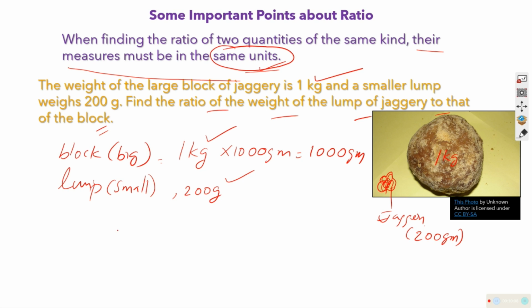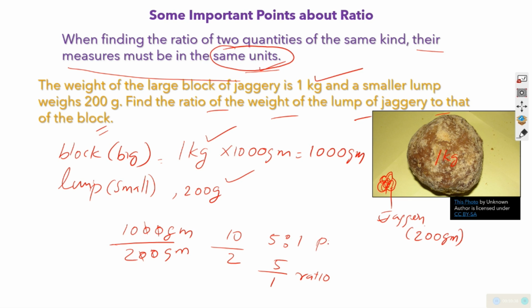So the ratio or the proportion will be written in such a way that 1000 gram and 200 gram. This will be the ratio. If you cancel the zeros, you will be getting 10 upon 2. Again, you can reduce it to 5:1 or 5 upon 1 as ratio. If it is comparing block with lump, small one, so that's why 5 is bigger. This is in format of proportion.